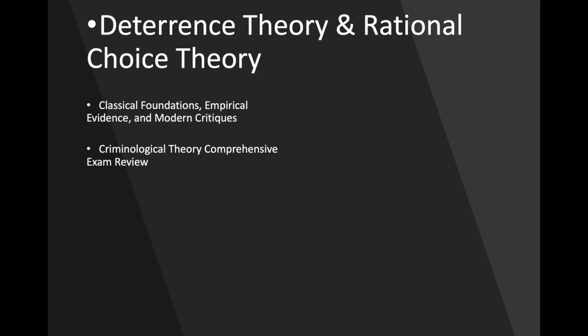I built this lecture around the core readings from the deterrence and rational choice portion of the theory reading list, including Beccaria, Bentham, Gibbs, Paternoster, Nagin, Cornish and Clarke, Pogarsky, Pickett, Chalfin, and Macari, and many others. So as I move through this lecture, pay attention to four things: the core concepts, the causal mechanism, the empirical support, and the major critiques.